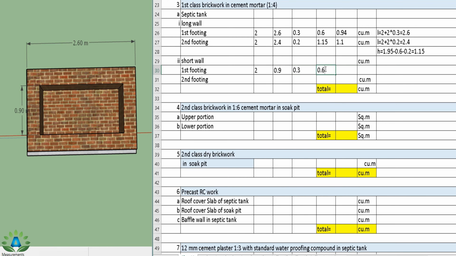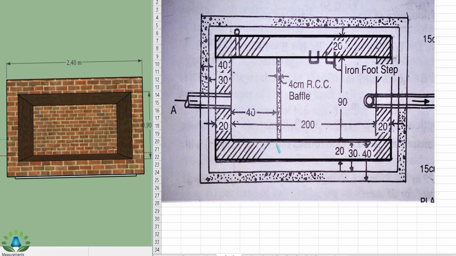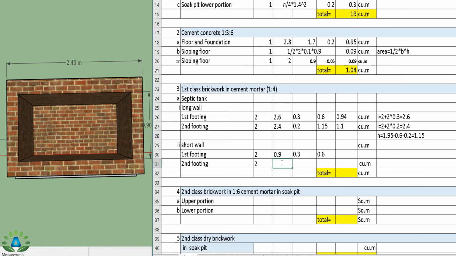Similarly, we have the second footing also 2 in number, and we have already considered these two as the long wall, and the remaining are these two short walls, that means this portion and this portion. The length of this short wall is 90 centimeter, from this point to this point. So we can easily write the length equals 0.9, and the width is 0.2 meter, and the height is the same as the second footing, that is 1.15. Here we get the total quantity 0.32, and here we get the quantity 0.41. While adding all this, we get the total quantity 2.77.